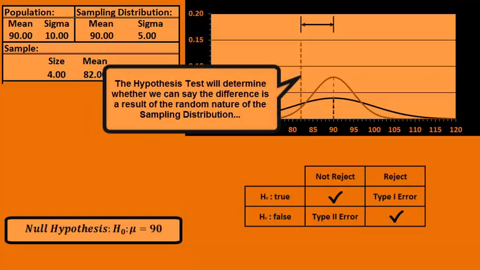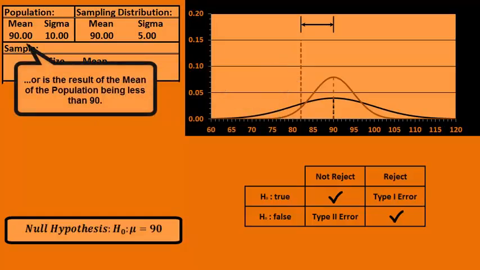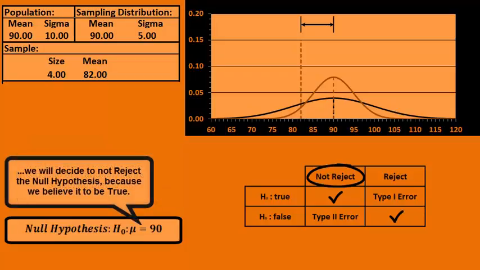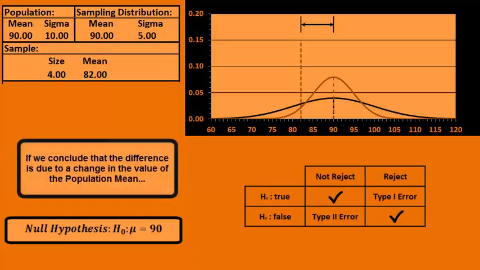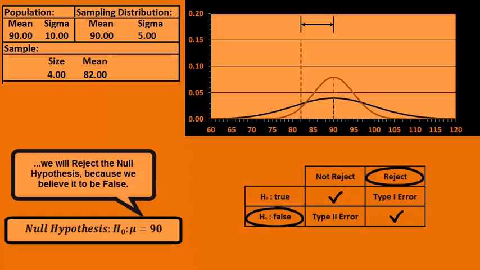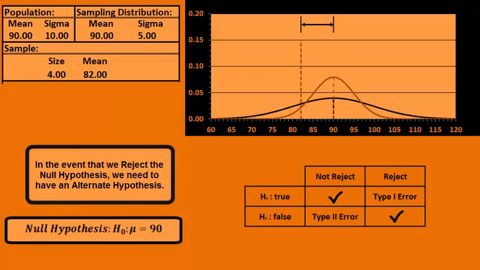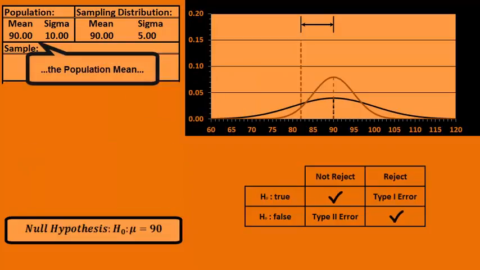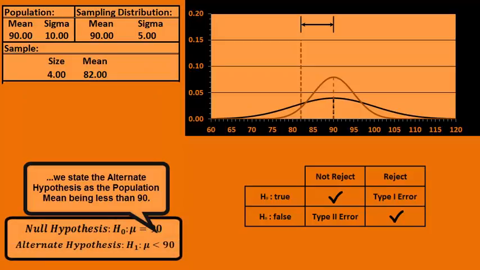The hypothesis test will determine whether we can say the difference is a result of the random nature of the sampling distribution or is the result of the mean of the population being less than 90. If we conclude that the difference is due to the random nature of the sampling distribution, we will decide to not reject the null hypothesis because we believe it to be true. If we conclude that the difference is due to a change in the value of the population mean, we reject the null hypothesis because we believe it to be false. In the event that we reject the null hypothesis, we need to have an alternate hypothesis. Because the sample mean is less than the population mean, we state the alternate hypothesis as the population mean being less than 90.